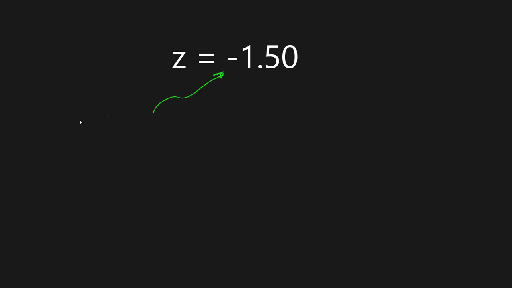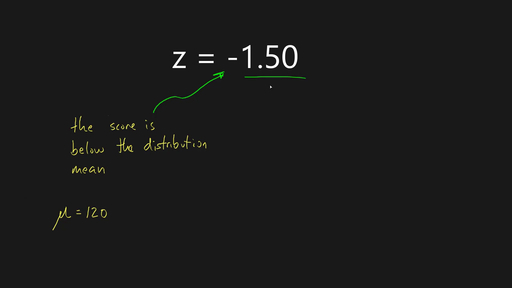And what this tells us is that the score is below the distribution mean. So let's say, for example, that we were looking at a population and the population mean was 120. Now, I don't know what the individual score is, but because I see that it has a negative z-score, I know that it must be a value that is below or less than 120. That's what the negative tells me. We also, however, have this value here, and that's going to tell me the rest.